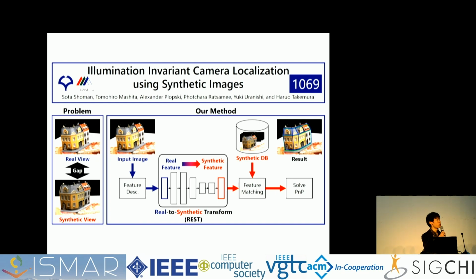Generating synthetic images is one of the effective solutions for camera localization under variable lighting conditions. However, synthetic images cannot perfectly copy the actual view. The gap between real and synthetic images can cause degraded localization accuracy. To solve the problem, we introduced a neural network named RES that converts a real feature into a synthetic feature. For more details, please come to our poster number 1069.